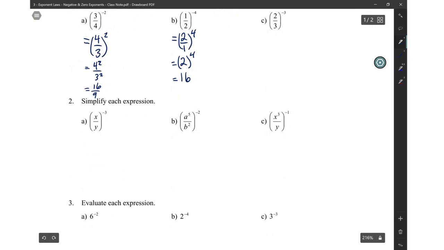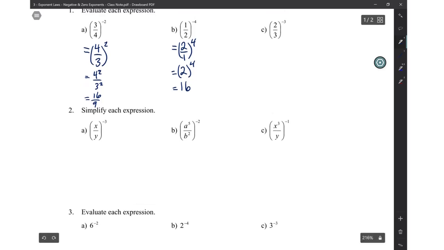If we work here for 2a, the difference is instead of working with just numbers, we're working with variables here, and we know how those work. So we can change our fraction, we can flip it, we can invert it there, and cube. Now we're working with a positive 3 in our exponent, leaving us with y cubed divided by x cubed.